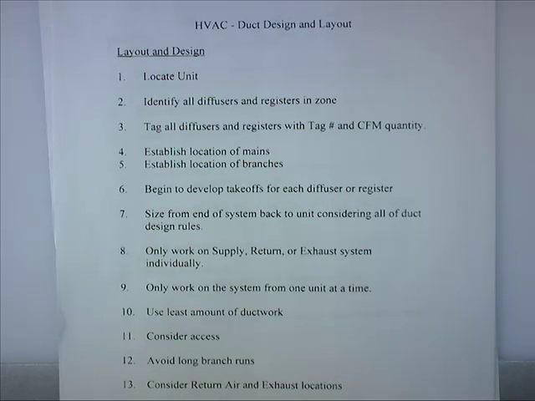You need to identify all the diffusers and registers in the zone. You need to tag all the diffusers and registers with the tag number, like D1 or D2 or D3, as well as the CFM quantity. You need to establish the location of the mains. So where do you want the main ductwork to run? You want to establish the location of the branches. You want to begin to develop takeoffs for each diffuser or register.